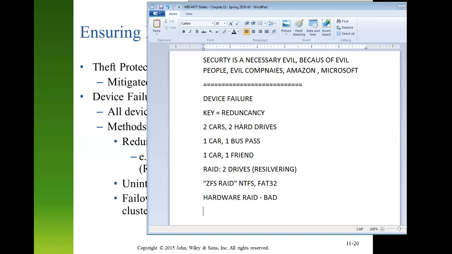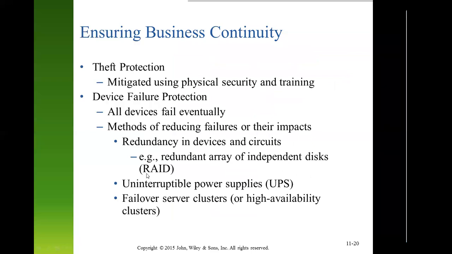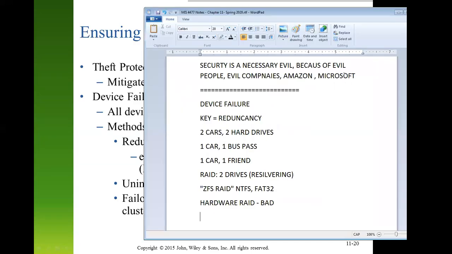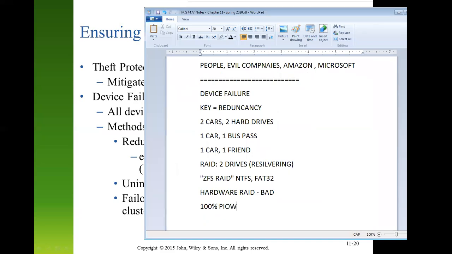So hardware RAID bad, ZFS good. UPS, uninterruptible power supply. You guys already have UPSs on your laptops. That's the battery that's running in your laptop. So uninterruptible power supplies mitigate a power outage. What's the likelihood of a power outage at most people's homes and small businesses? 100%. They don't happen all the time, or do they?